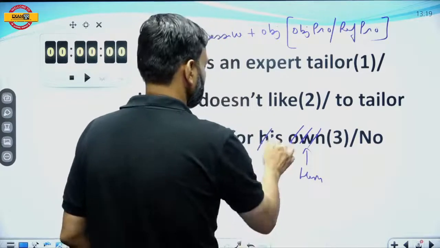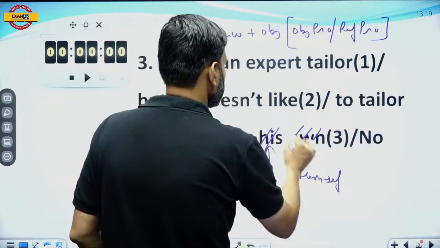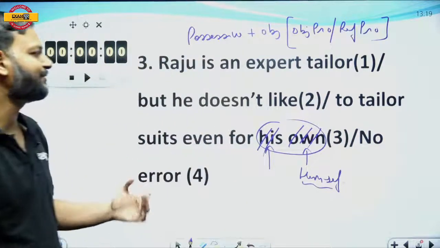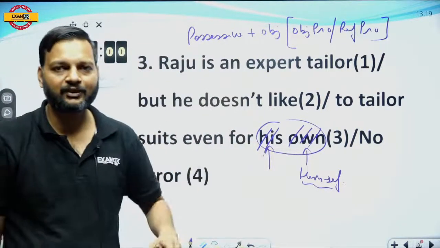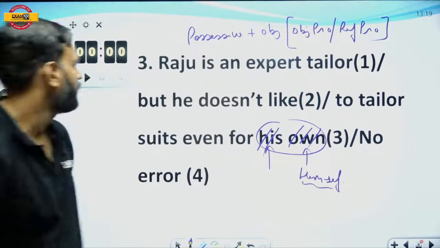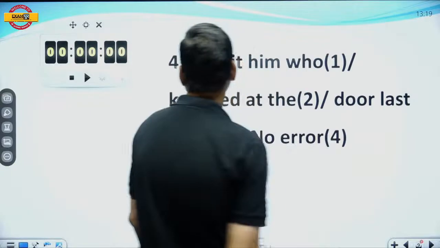In place of his own you have to write himself. Raju is an expert tailor, but he doesn't like to tailor suits even for himself. Okay, himself will be the correct answer. Let's see the next question.